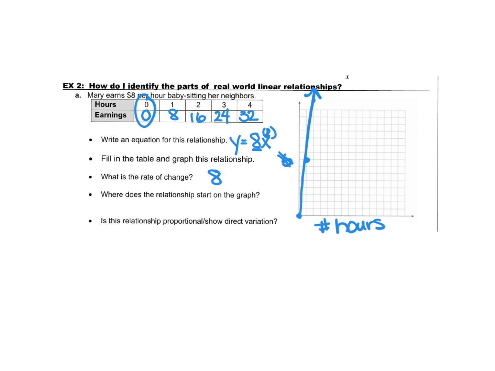And then where does the relationship start on the graph? Well, it starts at the origin, at the 0, 0. And then is this relationship proportional, or does it show direct variation? This is proportional. It shows direct variation because it's starting at the origin. It starts at 0, 0, and then it goes from there in a straight line.